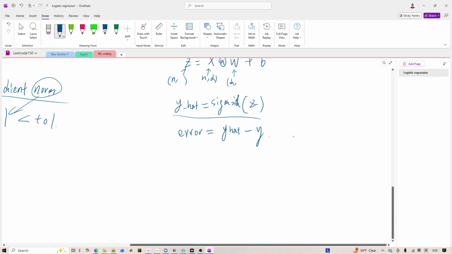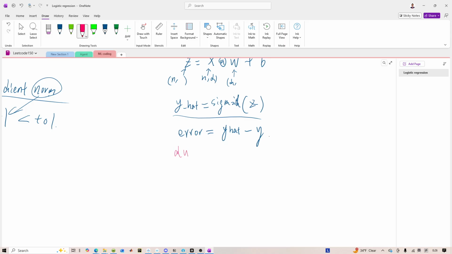And after computing error, this is the equation that you want to memorize, because you don't want to derive the whole chain rule stuff. You want to memorize this for interview. And the d omega is equal to the x multiply the error, then divided by n, which is number of samples.